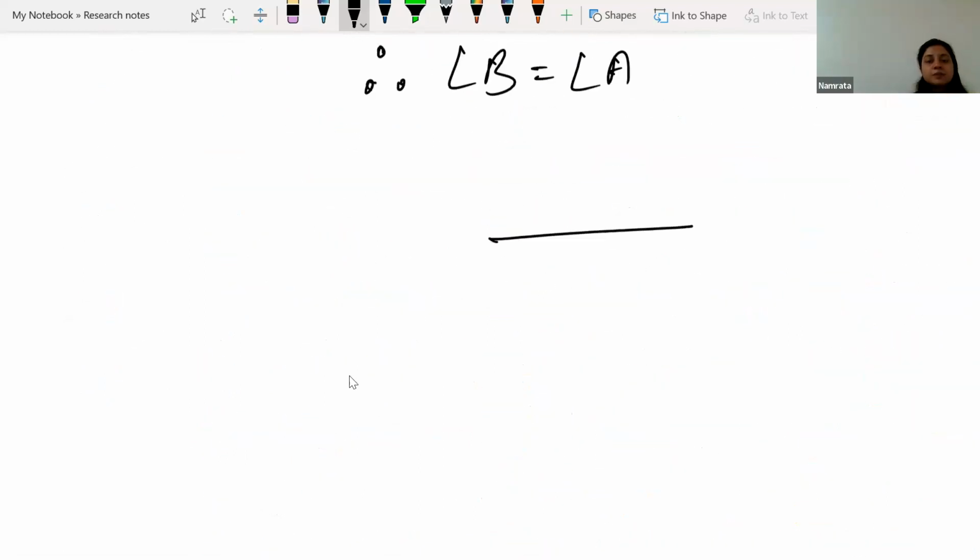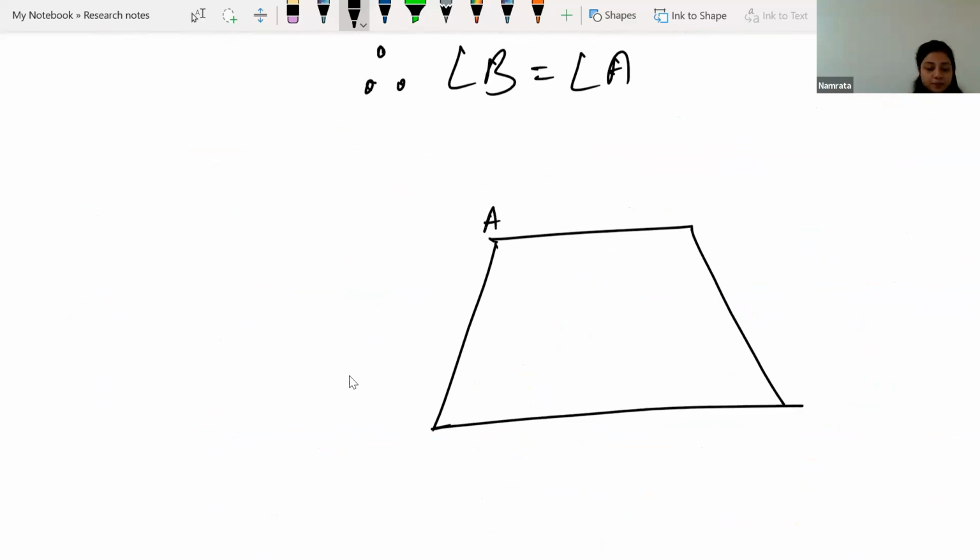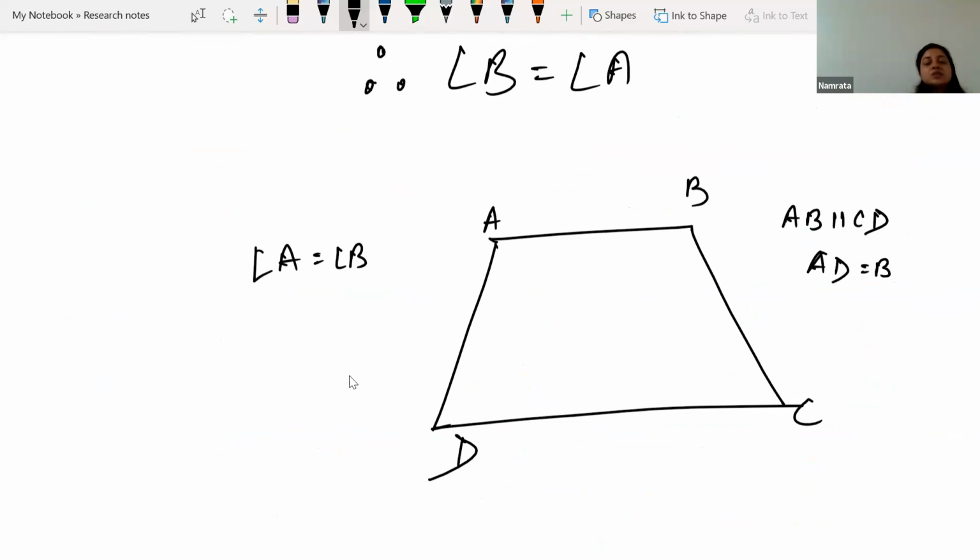So we were having this trapezium A, B, C, D. We wanted to prove angle A and B are same. Okay, what is given over here? It is given that AB is parallel to CD and it is also given that AD is equals to BC.